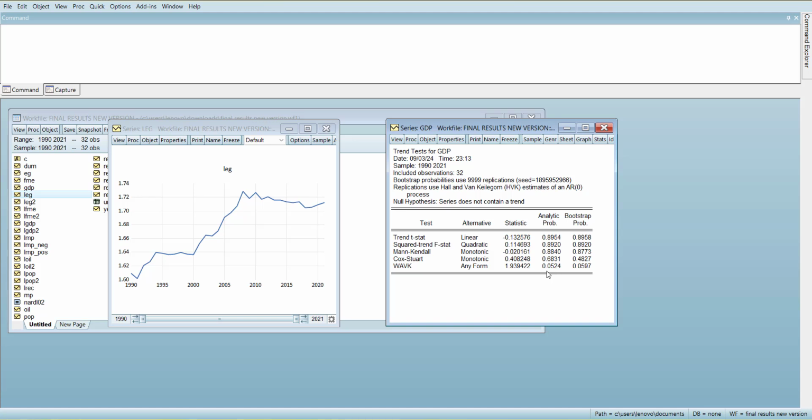But if you use the 10% criterion, there is a complicated form of trend there. But if you stick to the 5% criterion, it means there is no trend in the data.